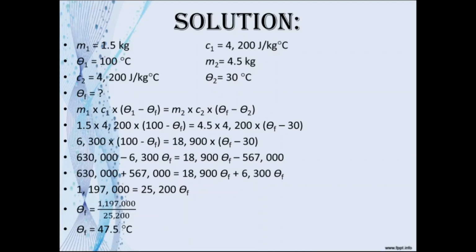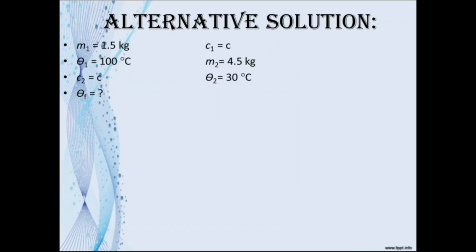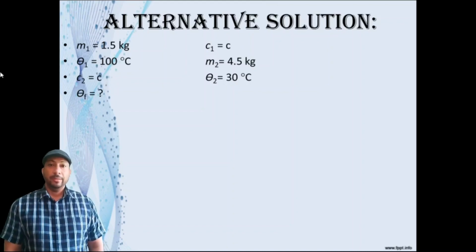the electric heater. Another way we could have worked out this problem is by not using 4,200 joules per kilogram degrees Celsius for the specific heat capacity of water. Although we know it, we don't have to use that value because since it is water being mixed with water, the specific heat capacities would be the same. So instead of that number, 4,200, we could use any symbol for it. In this case, I have chosen to use the symbol C. C for the specific heat capacity of the hot water and C for the specific heat capacity of the cold water.